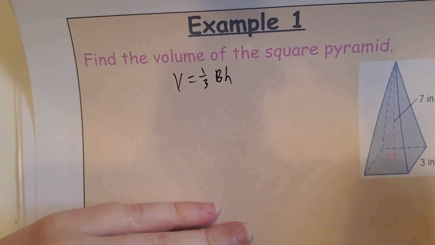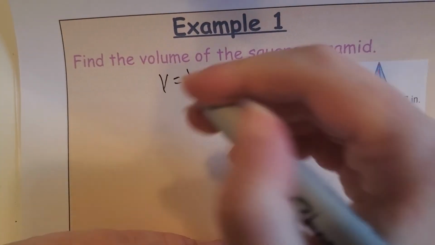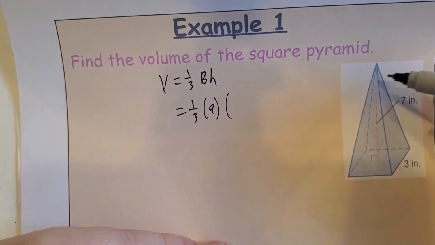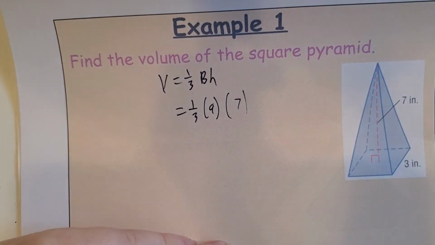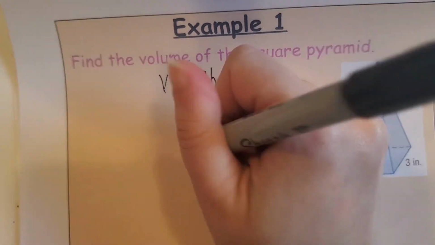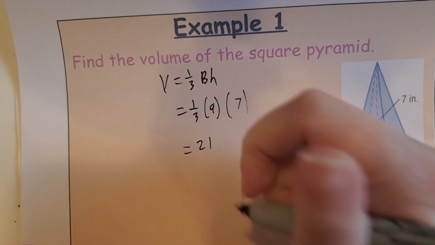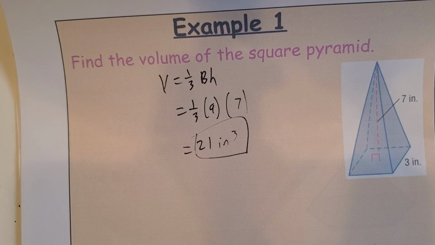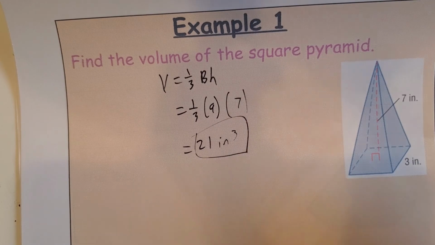So since it's a square, the area of the base is just going to be 3 times 3. So 1/3 times 9 times your perpendicular height, which is 7. Pretty easy. 1/3 of 9 is 3 times 7 is 21. So the volume is 21 inches cubed. Don't forget about your units. Okay?